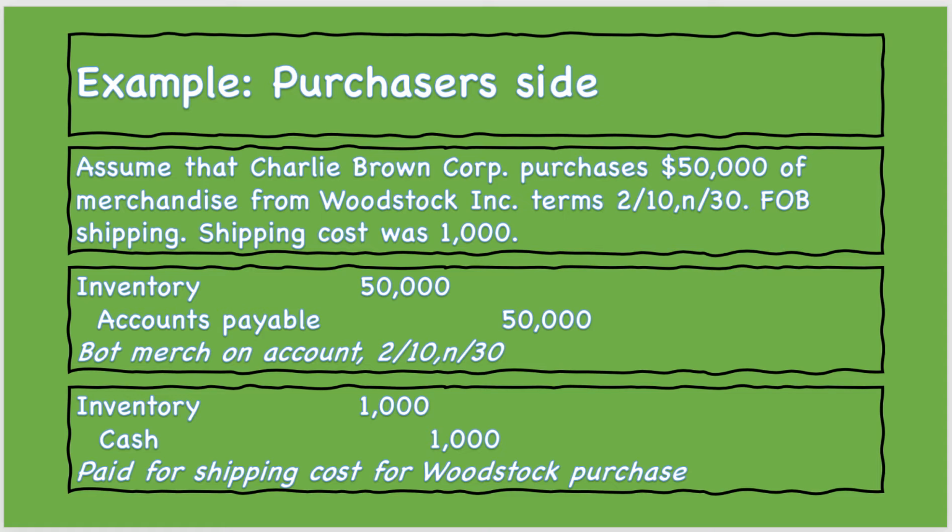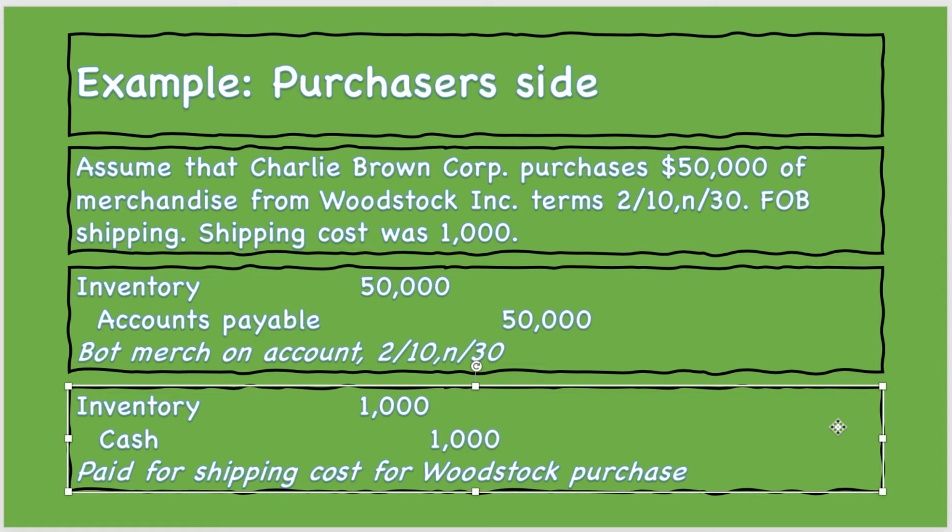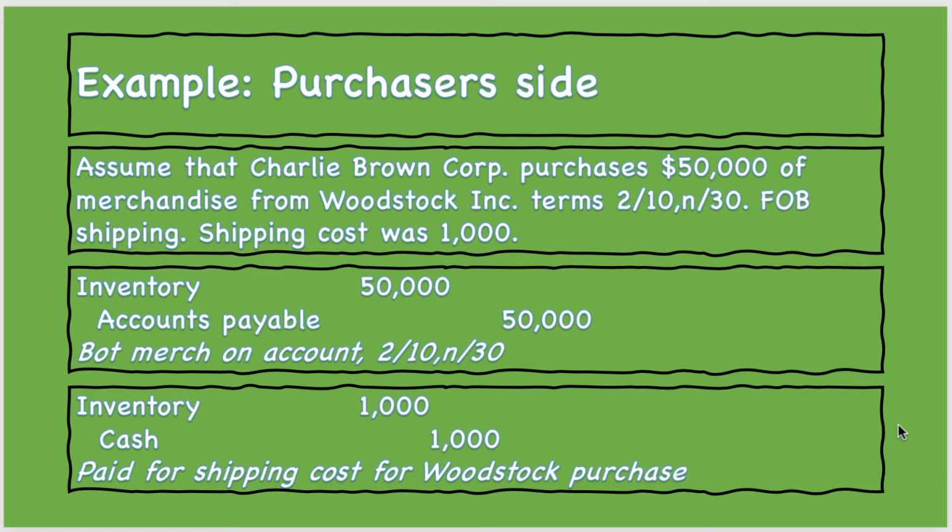So, let's assume that the shipment gets delivered to us, right? We have the purchase invoice. We have to pay for the shipping cost. We are Charlie Brown Company. This order was shipped FOB shipping point. FOB shipping point dictates that what? The buyer pays the shipping cost. So what we need to do is book this second entry here. This second entry says that we need to increase our inventory by $1,000 and we decrease cash by $1,000.